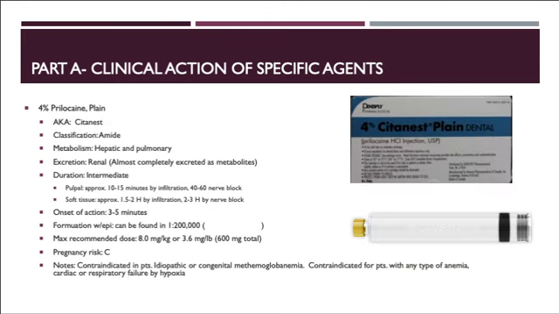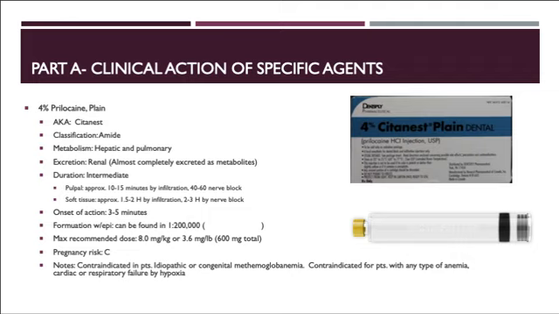4% prilocaine plain, also formulated in two different ways, really. It's formulated as both a plain formulation with no epinephrine, and it also has some formulations that do have epinephrine. This is known by the trade name of Citanest, and we do have some of this and the other formulation down in the student clinic. It's an amide local anesthetic. Different from the other ones, this is actually metabolized in both the liver and the lungs. It's excreted almost completely as metabolites by the kidneys.